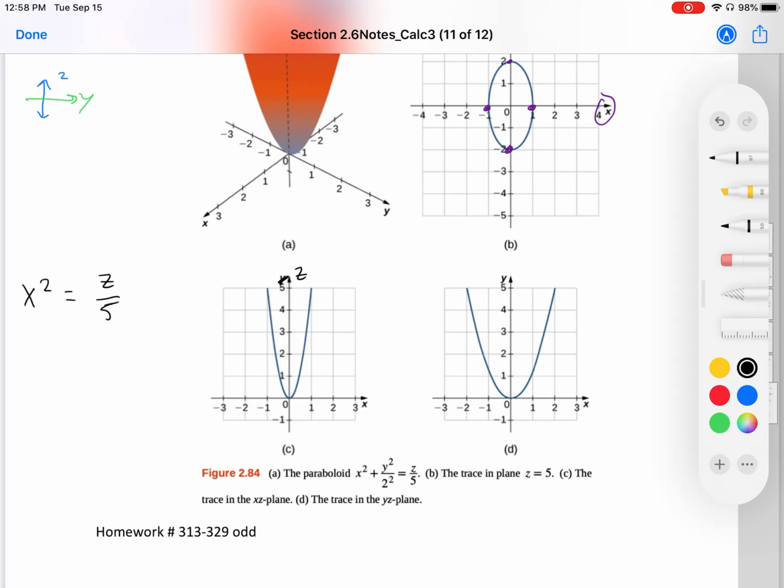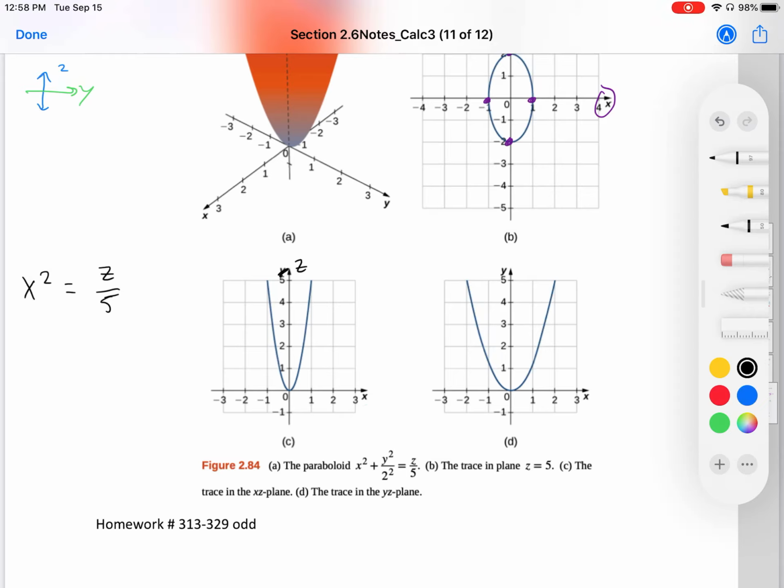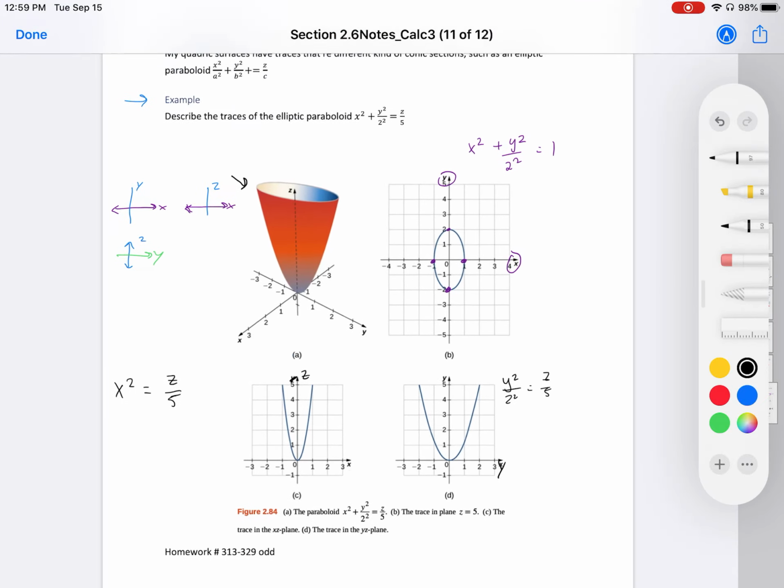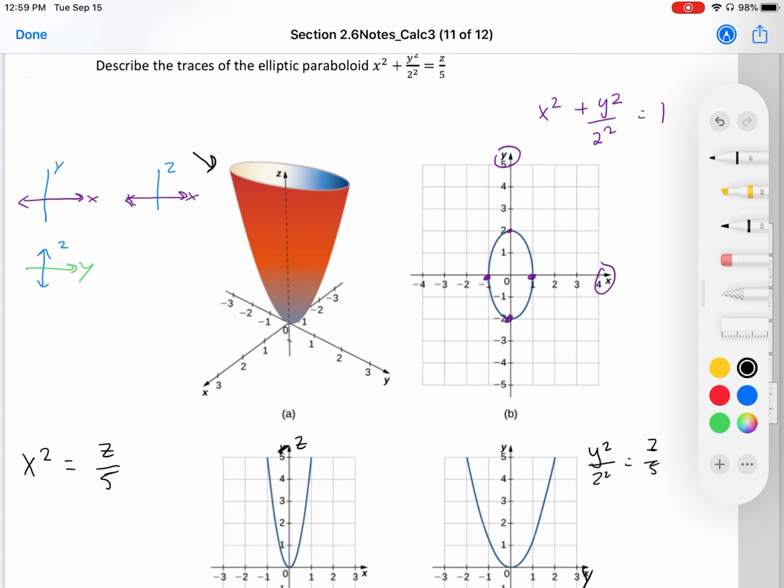So here we have our parabola, and this would be x and y. If we had y and z, this would be y squared over 2 squared is equal to z over 5. Now we have x and y, x and z, and y and z. There we go. This should be a y. So there we have our two parabolas and our ellipse. If we put them together, we can see we have this elliptic paraboloid. We know we have this by interlinking our three traces.